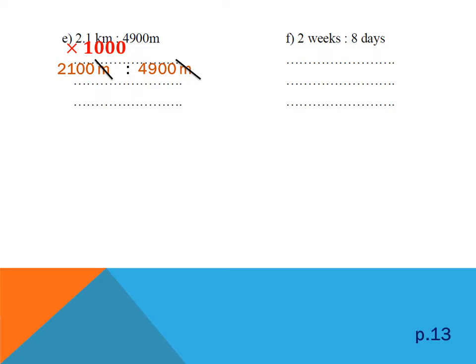Here we have two zeros at the end of the number, so divide both of them by 100. It equals 21 to 49. Odd and odd, we check to divide by 3 or 7 or 9. Both of them can be divided by 7. 21 divided by 7 equals 3 and 49 divided by 7 equals 7. The simplest form is 3 to 7.